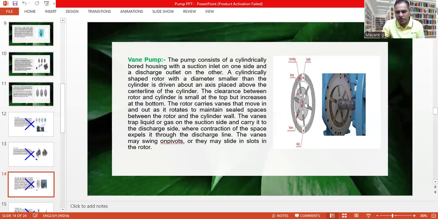As you can see, these are the vanes, and they keep touching the internal part of the cylinder, and they keep moving from the upward to the downward direction. As they slide upward and downward through the clearance, they carry the liquid or gas on the suction side. These vanes carry liquid and gas, and once the rotor rotates and reaches the discharge side, the liquid and gas are discharged from the outlet port.